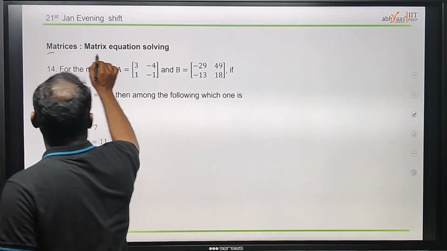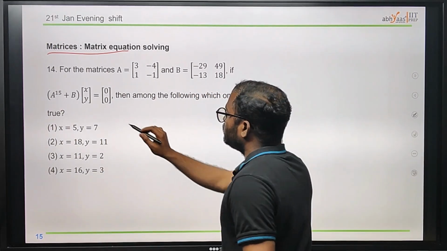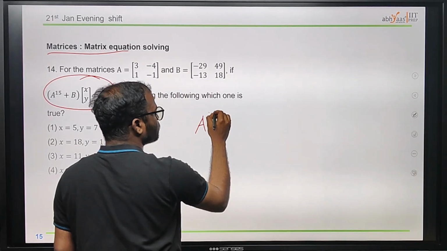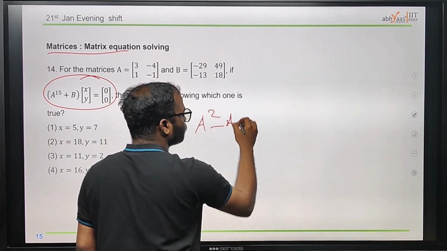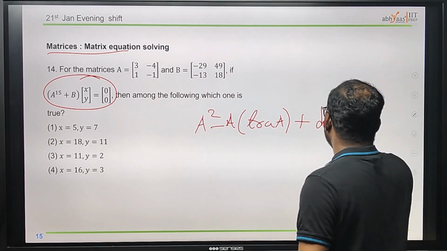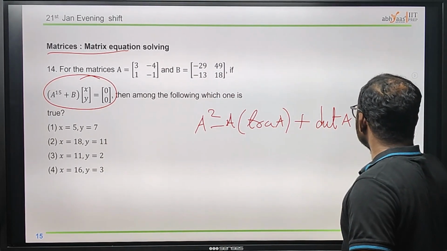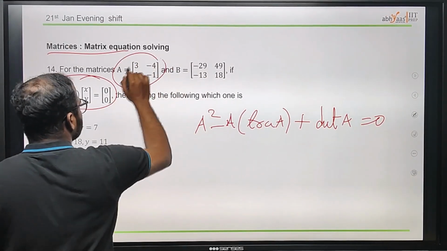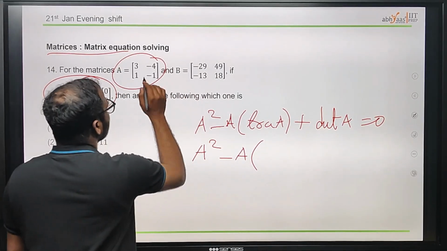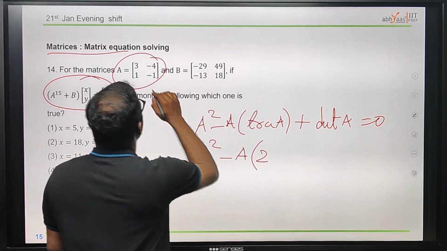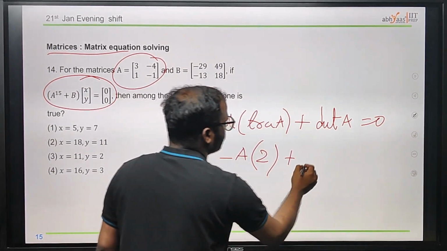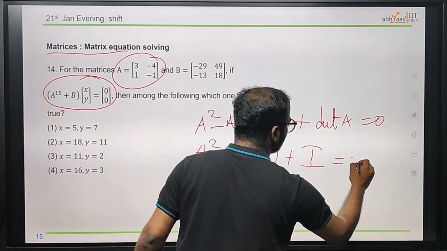Next we have matrices equation solving. See here, by the quadratic equation we can easily solve this one. We know we have A square minus trace of A times A, plus determinant of A, which is equal to 0. Now using this, A square minus 2A, the trace being 2, plus the determinant which is 1, that will be I, which is equal to 0.